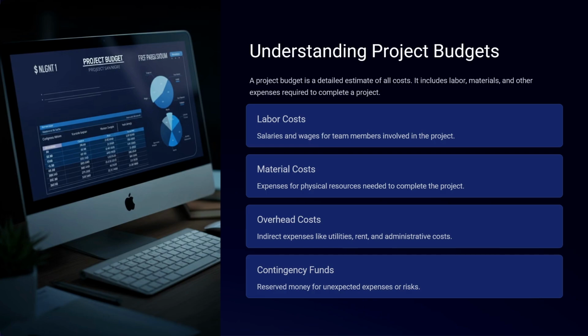Then we have material costs. This is the physical resources needed to complete the project. It can be a direct cost. Then we have overhead costs. These are indirect expenses like utilities, rent, and administrative costs. And the contingency fund, which covers the risks that should be taken into consideration for any unexpected costs that arise related to inflation, project duration, or additional resources needed.